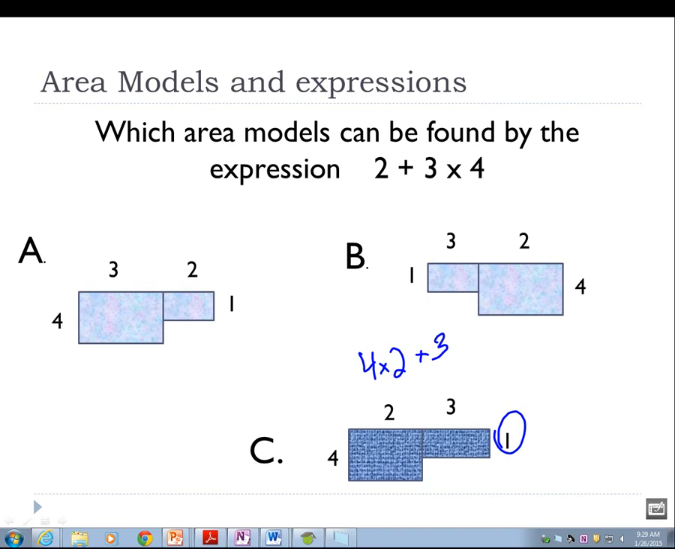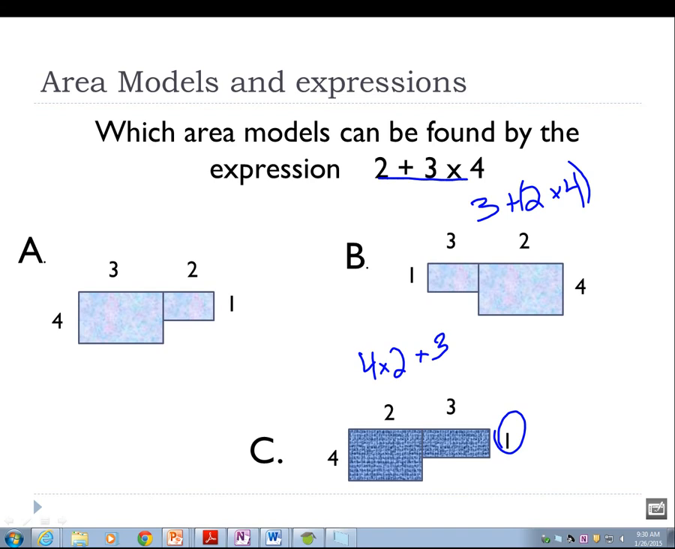Okay, good. How about this one? What's this guy? Yeah. 1 times 3 plus 2 times 1. Okay, 1 times 3, which is 3, plus 2 times 4. So I'm just going to put it like this so we see what's going on. Okay, that's not this one either.